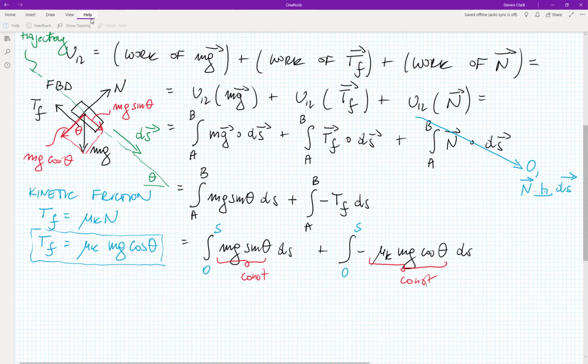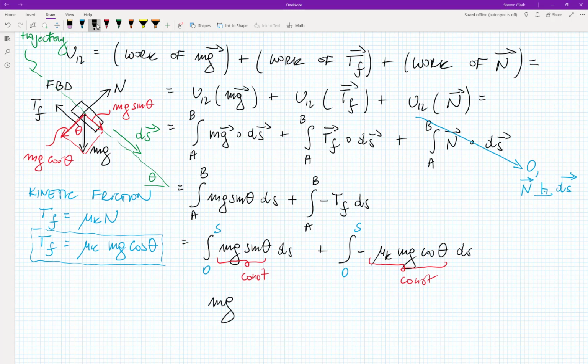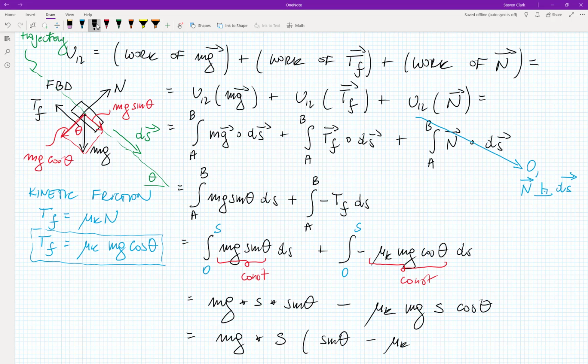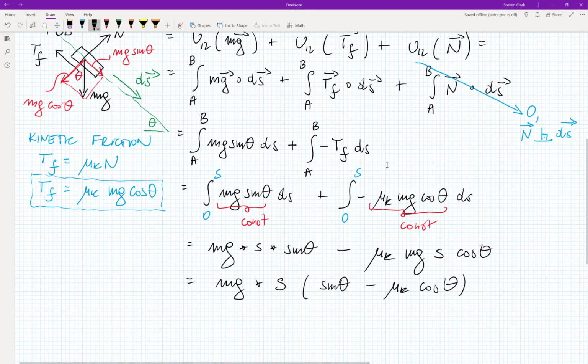So we can basically write mg sine theta minus mu k mg cosine theta. Or even we can simplify it: mg times (sine theta minus mu k cosine theta). Okay, we are done with work of forces. This is our U12.